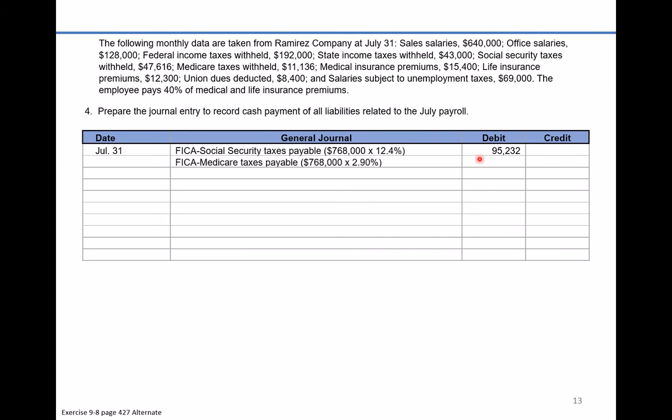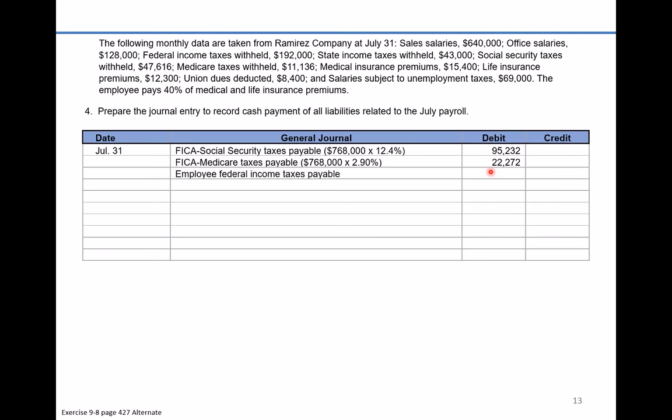Medicare was doubled as well. Employees had withheld out of their Medicare $11,136. Recall that was matched dollar for dollar by the employer. So there was a credit balance in the Medicare taxes payable account. To make that go away, we give it an equal debit balance, and $22,272 was the right number.